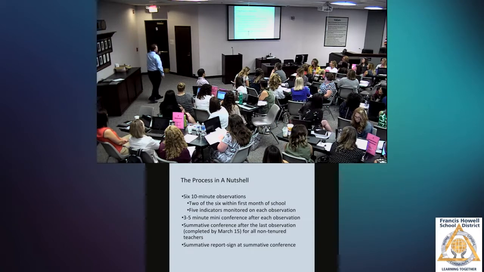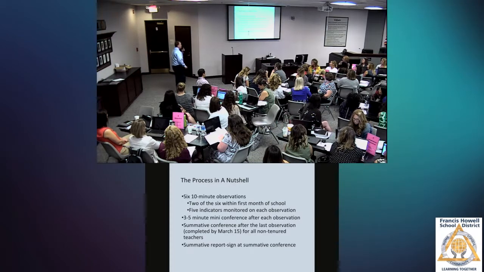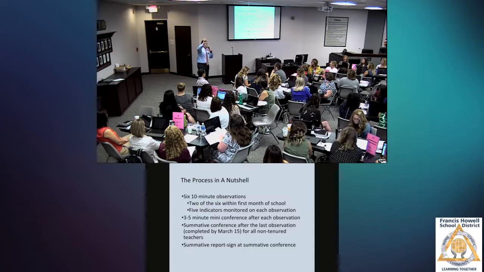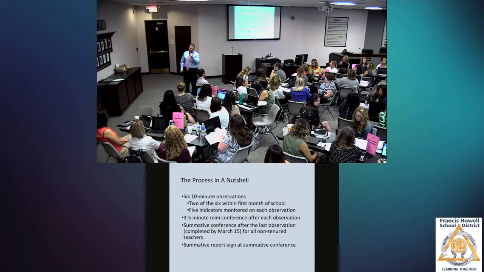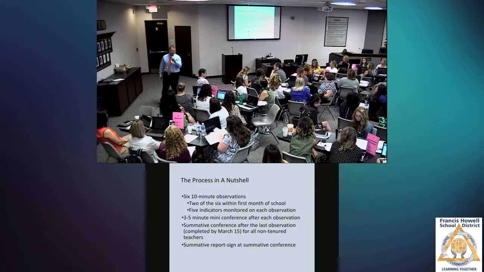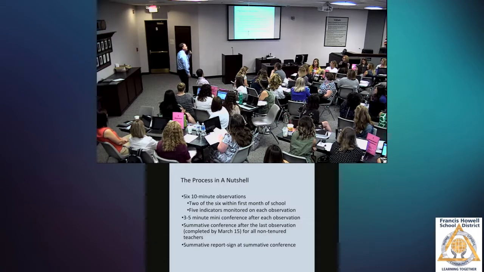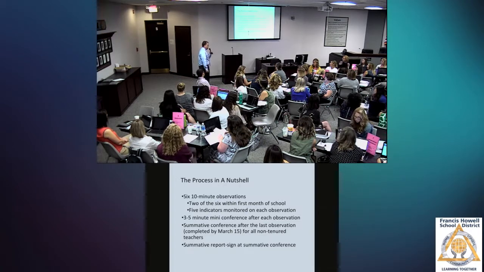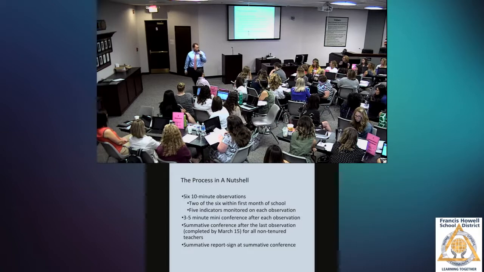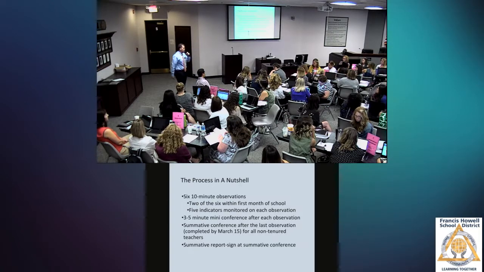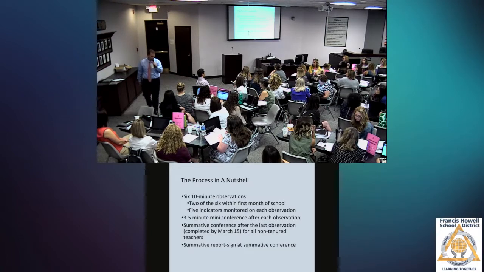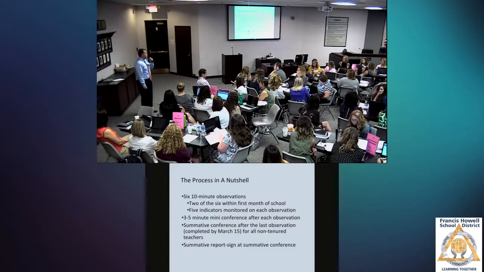So again, 2 of the 6 within the first month, 5 indicators for you all, and a 3 to 5 minute mini conference afterwards. Again, I can't stress enough, make that happen. If your administrator doesn't seek you out, seek them out. Let's sit down and talk. It's all about process. It's all about building relationships. And then again, a summative conference. At that summative conference, you will sign off on your evaluation, and then they just submit that to HR, and you will then start laying plans and foundations for the following year of growth.